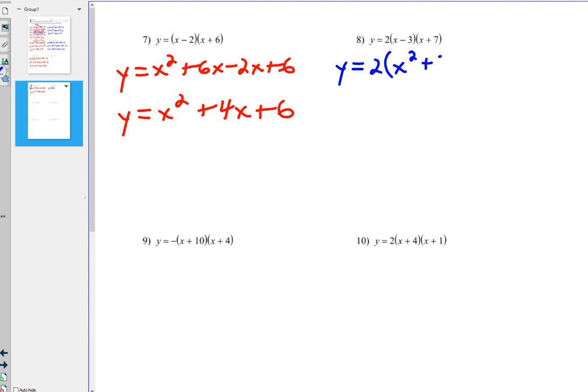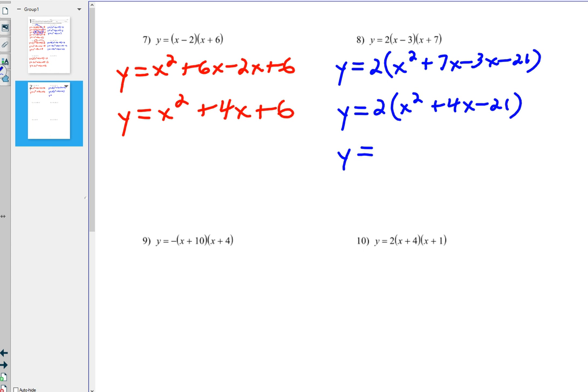And then I would just follow like normal. X squared plus 7x minus 3x minus 21. Combine like terms. Plus 4x minus 21. And then distribute at the end. It's just a personal preference. I prefer to leave the distribution to the end, but you can do whatever you want.